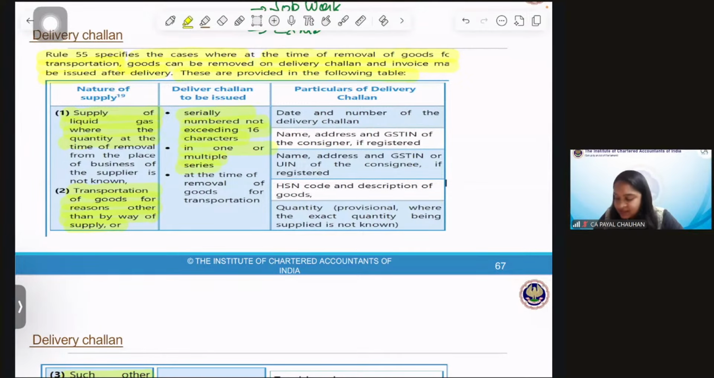In one or multiple series. You can have a single series or multiple series at the time of removal of goods for transportation. When will we issue a delivery challan? At the time of removal.